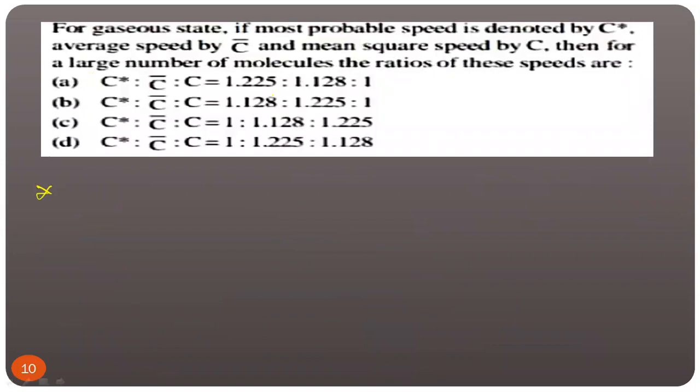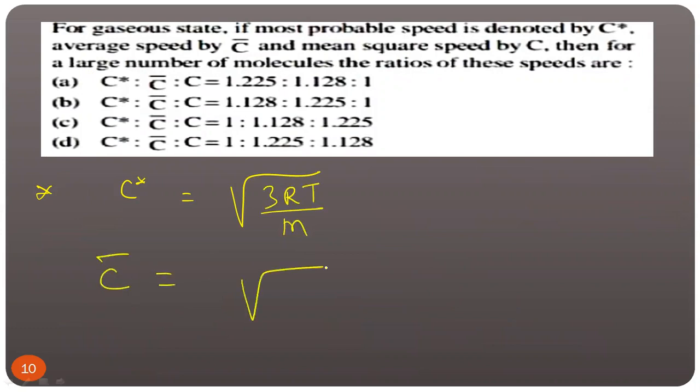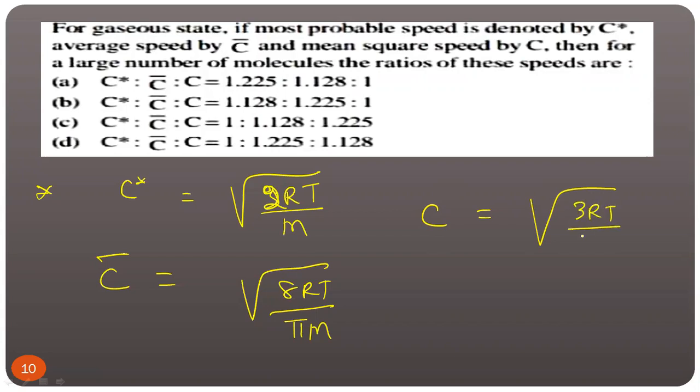This is for the gas molecule. C star denotes the most probable speed, equal to root under 2RT upon M, and C bar is the average speed, equal to root under 8RT upon pi M. Is it clear? Now the root mean square speed is equal to root under 3RT upon M.